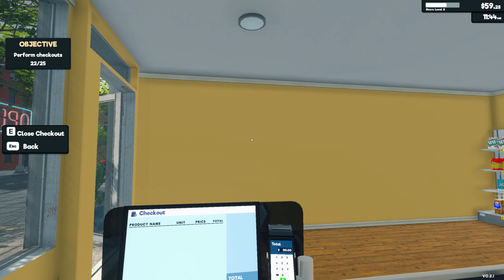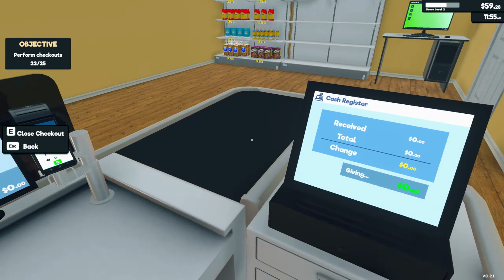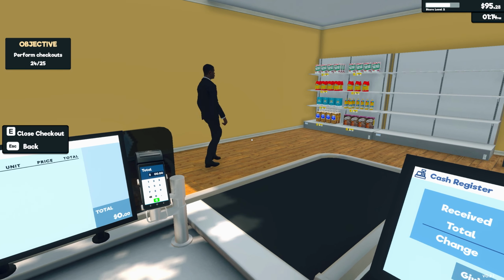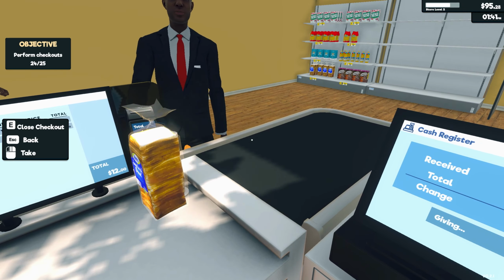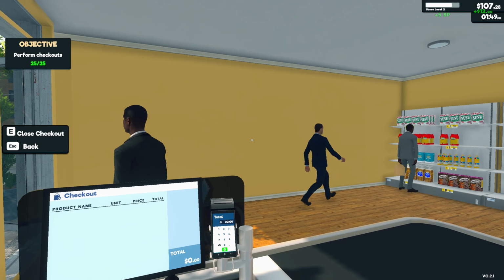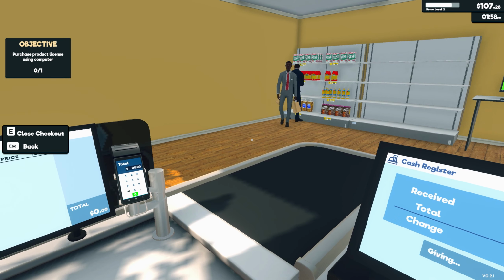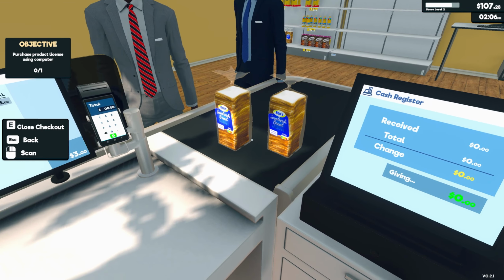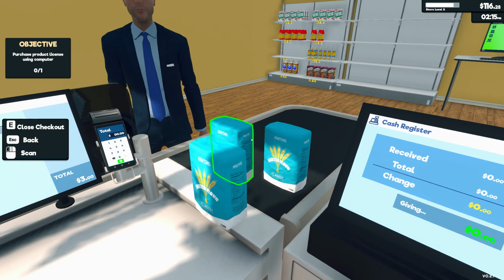Okay, we've almost reached our objective of performing 25 checkouts. I do not know what happens when we meet that objective, but we'll see. All right, one more checkout. And I think it'll be this customer. Okay. So we reached our objective. Now what? Purchase a product license using computer. Well, I think I recall seeing the product licenses, and the cheapest one was like 200, I think. So we don't have enough money for that yet.